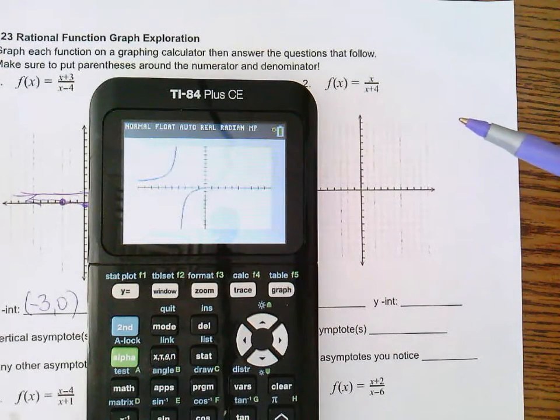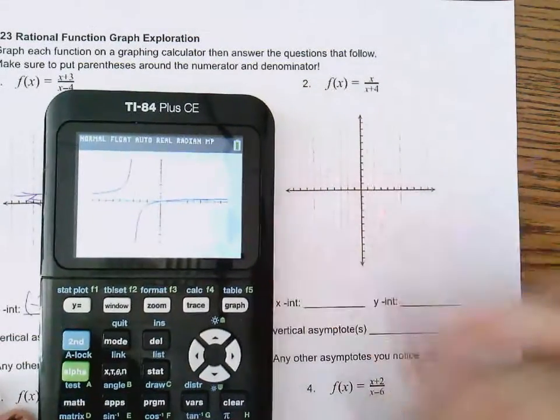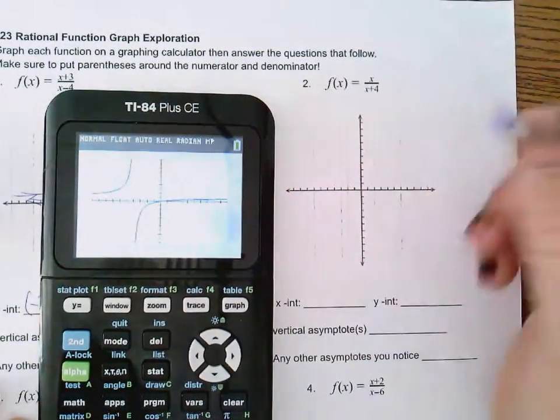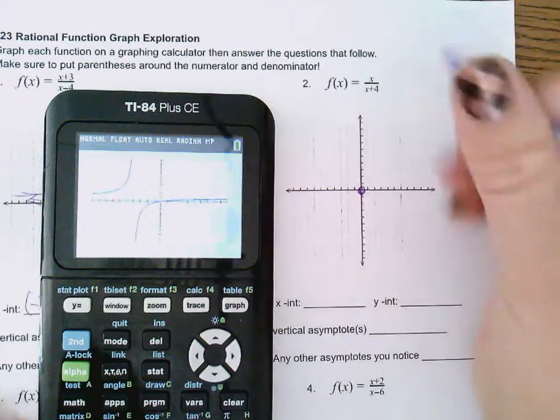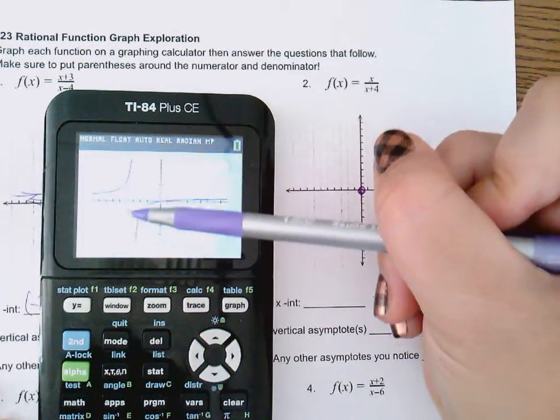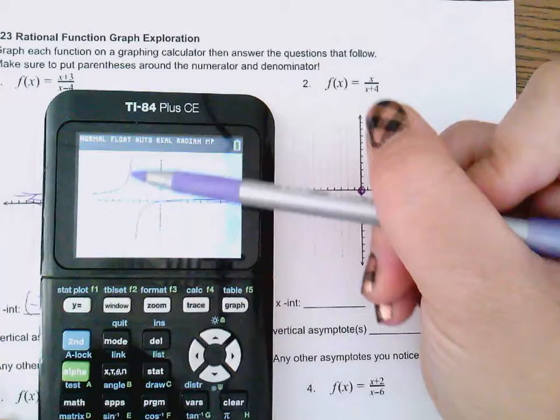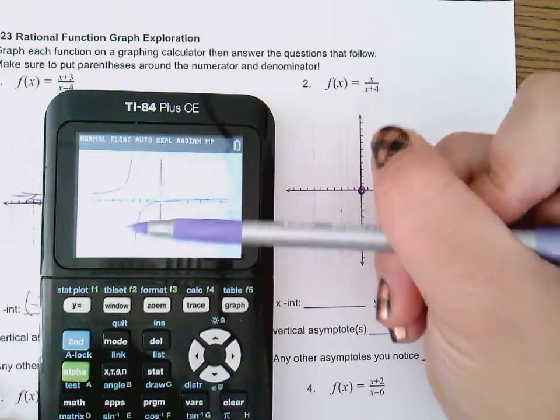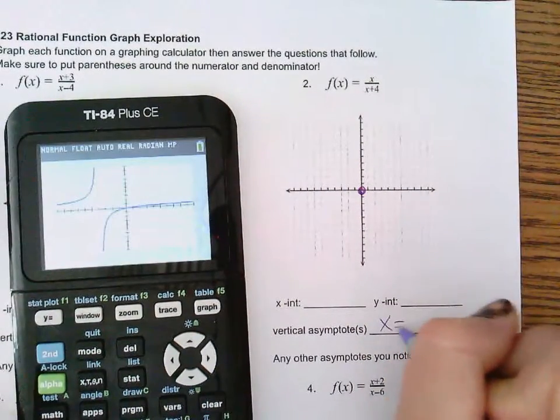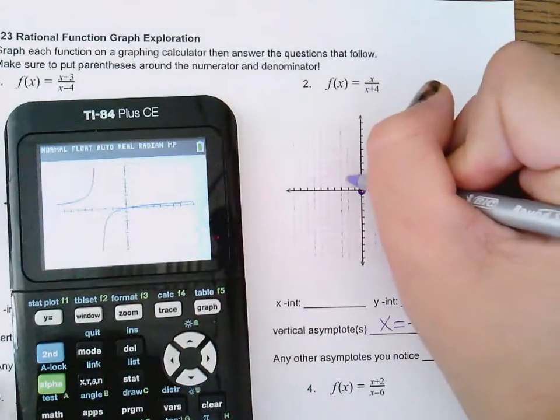So here's my rational function this time. And it looks like it has an x-intercept and a y-intercept right at 0, 0. And if I look closely, 1, 2, 3, 4, it looks like my vertical asymptote's at negative 4. X equals negative 4.